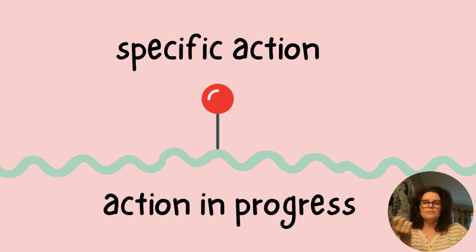For example, if I'm reading when someone knocks at the door, that knock may interrupt my action so that I can go and open the door, or I may choose to keep reading and let someone else open the door. Either way, me reading is an action in progress expressed in the imperfect, and the knock at the door is a specific action expressed in the preterit.